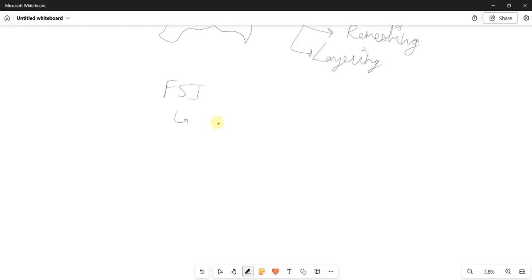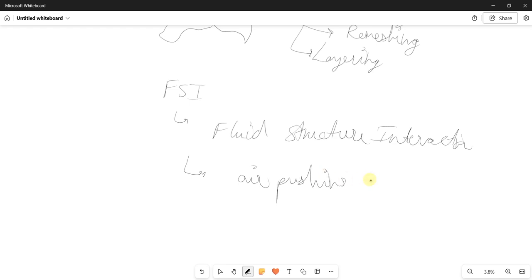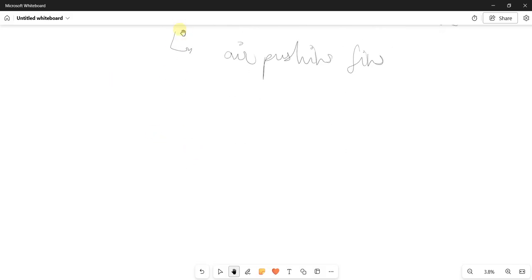FSI, or that is fluid structure interaction, right? So just imagine if air is pushing the fins. Okay, I'll just explain it diagrammatically.